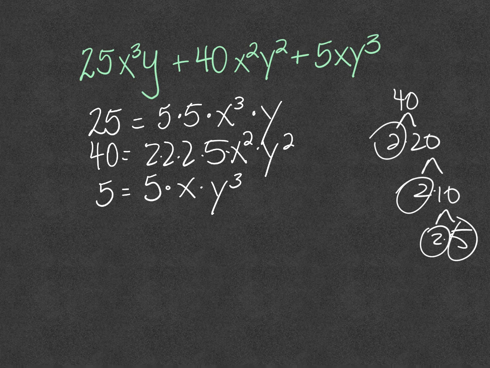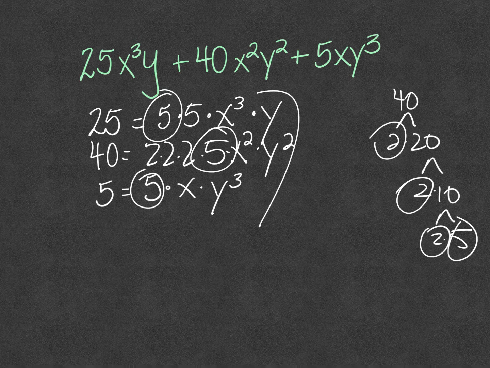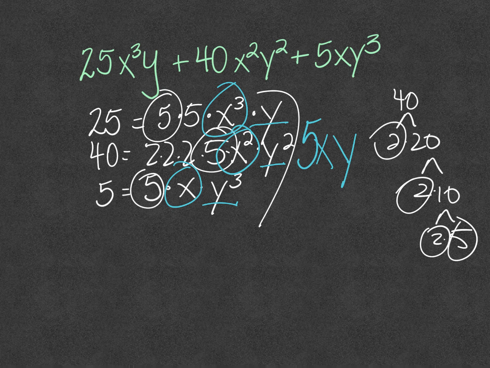Now, so here I see I only have a 5 and a 5 and a 5. So 5, let's do that in different colors so we can see that easy. So 5. Now let's look at our x's. X to the third, x to the second, and x. Which one is the smallest? X. And then I have y, y to the second, and y to the third. My smallest is y.